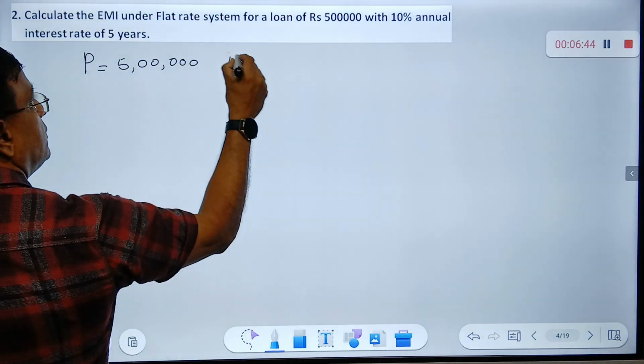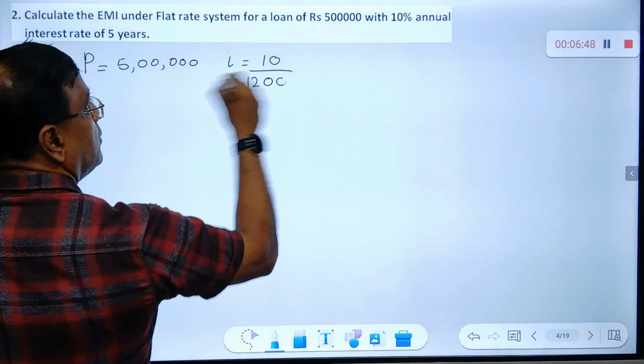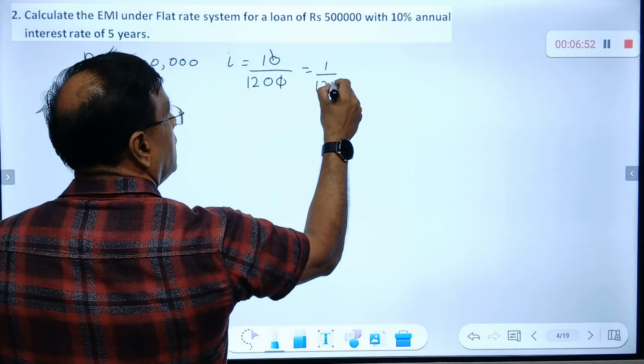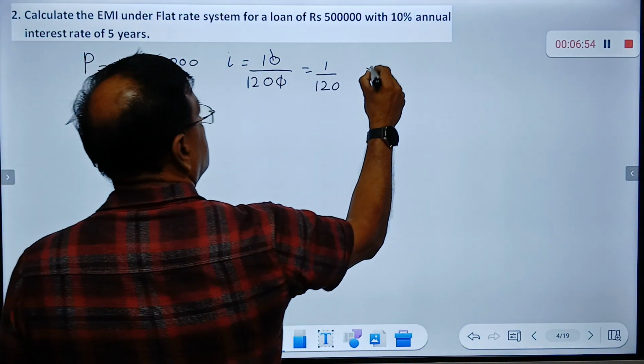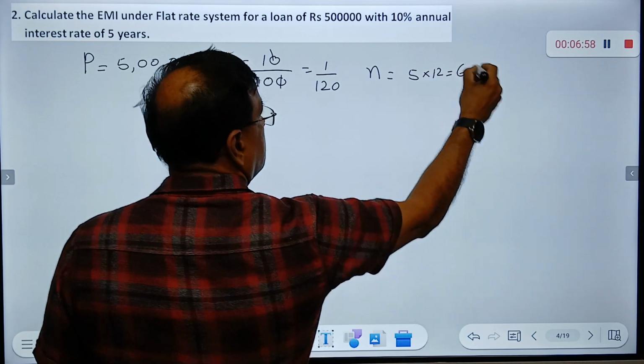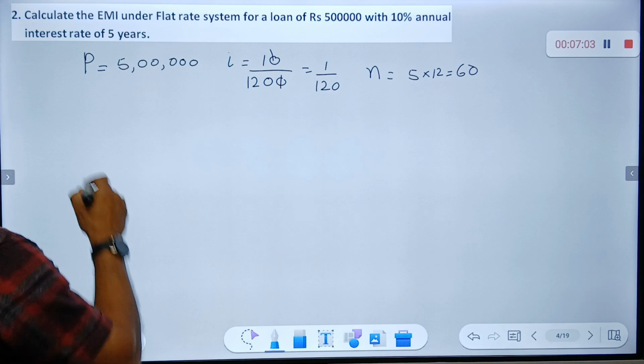What is my rate of interest? 10%, so divided by 12, correct? Which is again 1 by 120. And what is the number of years? The tenure is 5 into 12, so it is 60. I hope it's clear. Now I want to calculate PNI first.